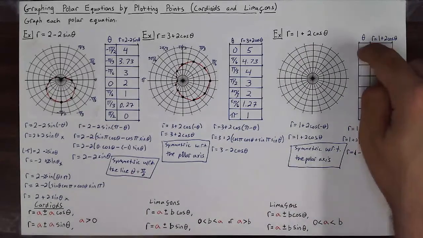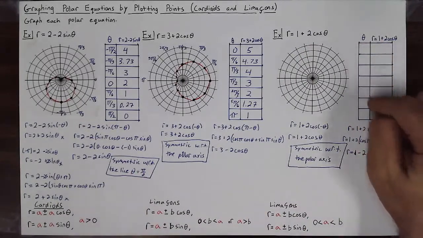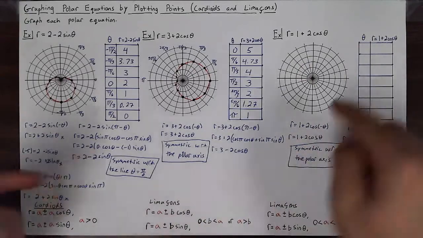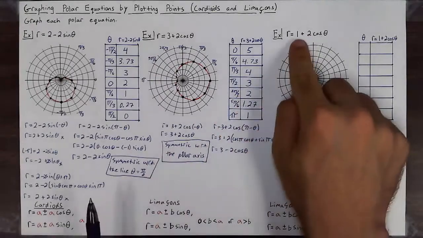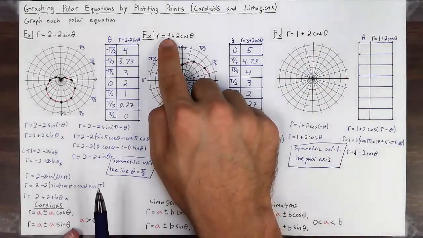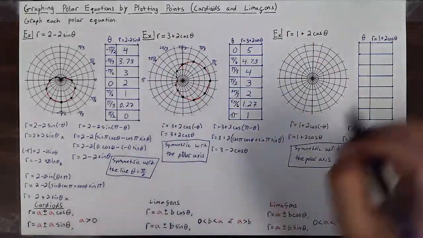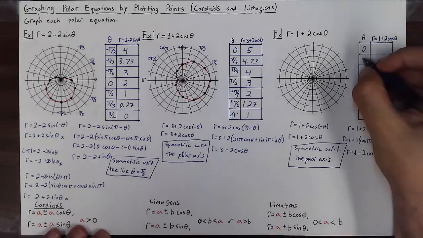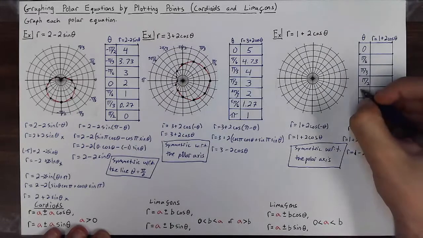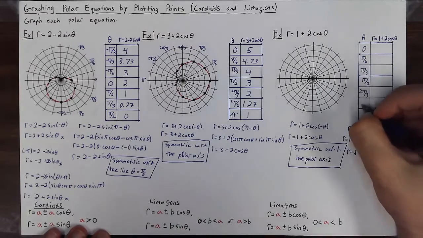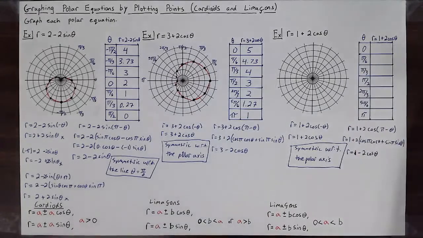So we're going to use actually the same exact angle points because that symmetry is the same. And we'll see what happens when we change that value for A, like the 3, to a 1 and make it less than the other one. So 0, pi over 6, pi over 3, pi over 2, 2 pi over 3, 5 pi over 6, and then pi. And we'll see what happens here.